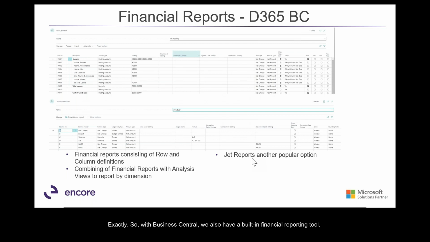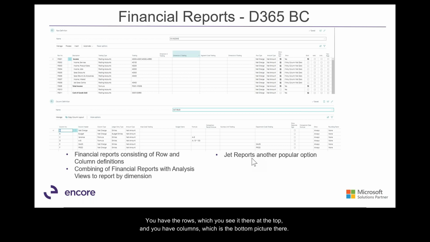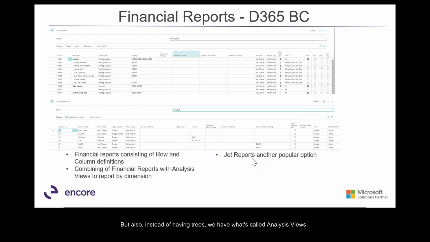Exactly. So with Business Central, we also have a built-in financial reporting tool. It's just called Financial Reports. It works on a similar concept. You have the rows, which you can see there at the top, and you have columns, which is the bottom picture there. But instead of having trees, we have what's called analysis views. So analysis views are pivots on one of your dimensions. And so you can combine the 3 very similar to GP.